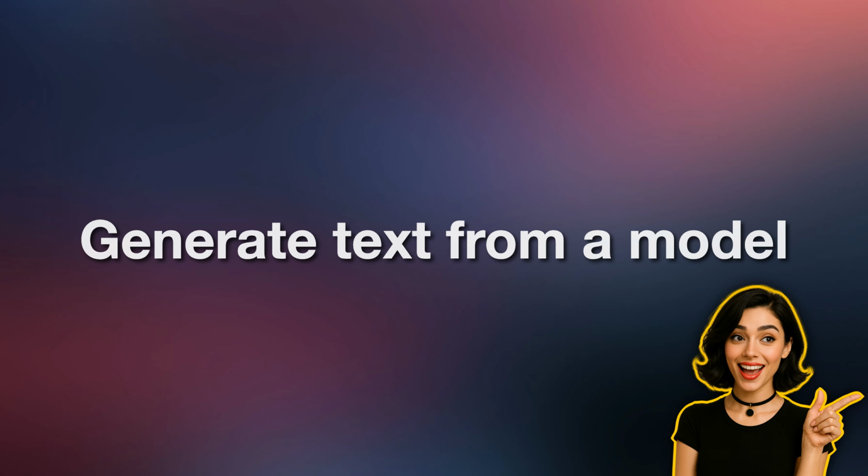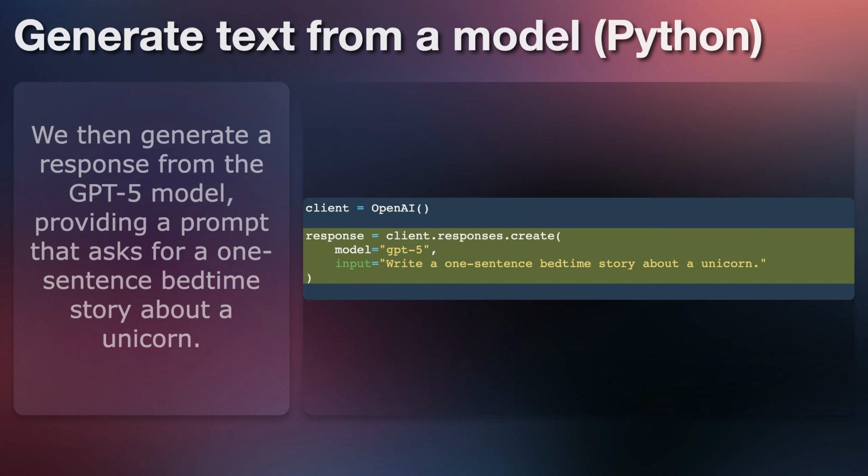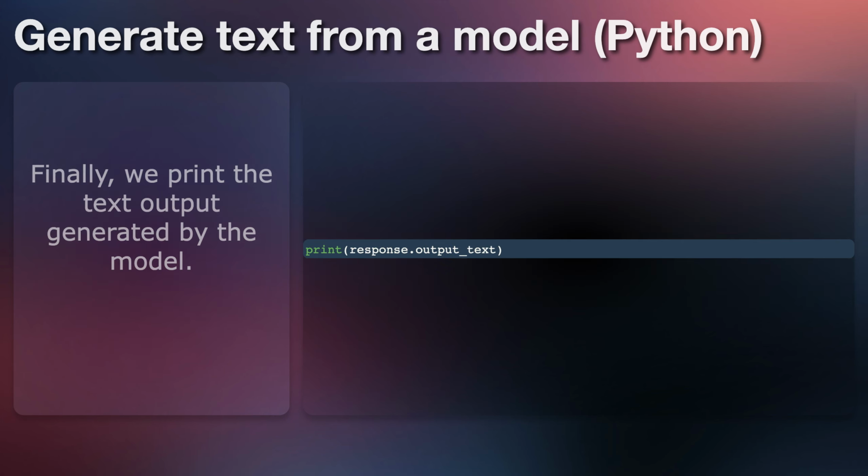Now let's try it with Python. First, we create an OpenAI client that lets us interact with the API. We then generate a response from the GPT-5 model, providing a prompt that asks for a one-sentence bedtime story about a unicorn. Finally, we print the text output generated by the model.